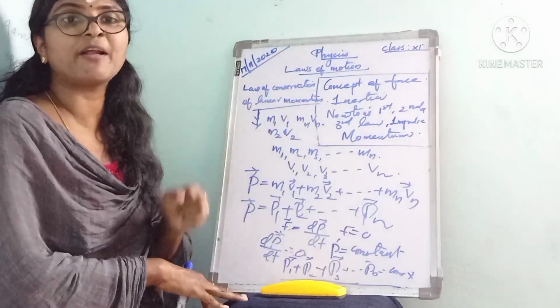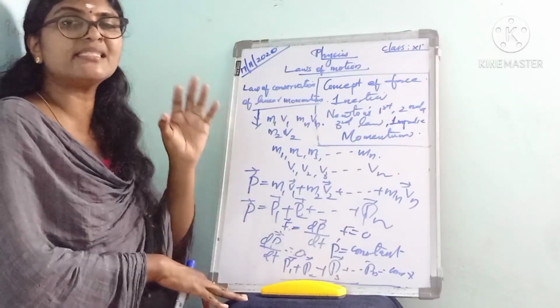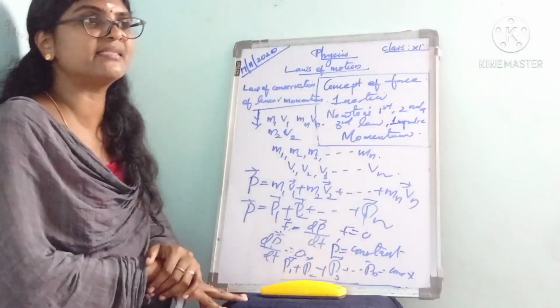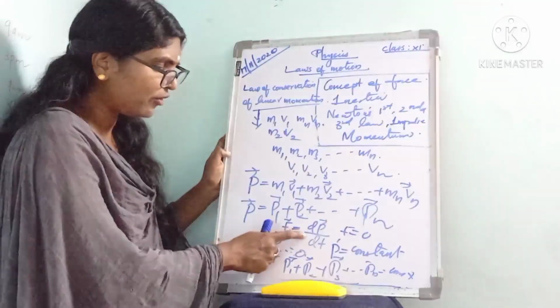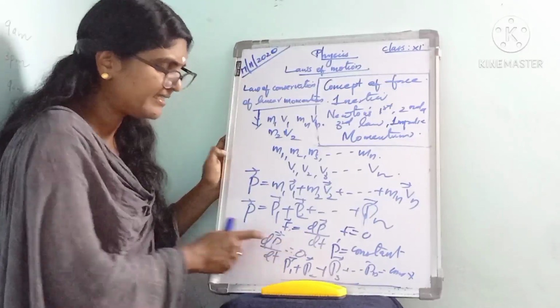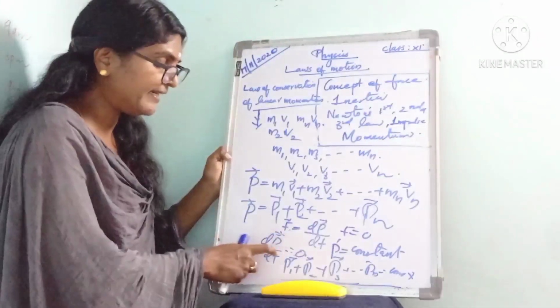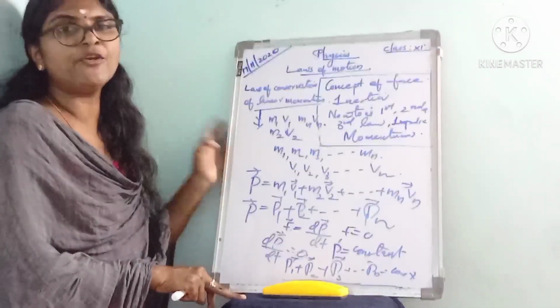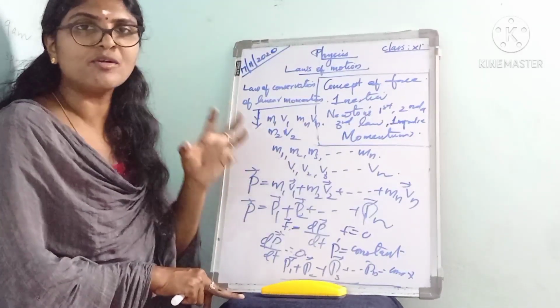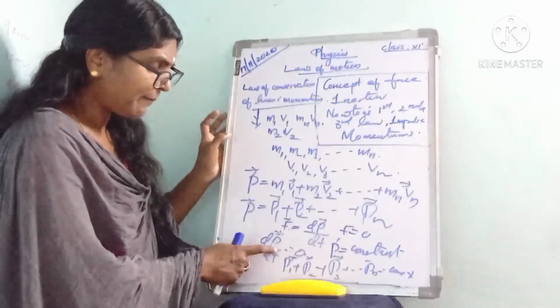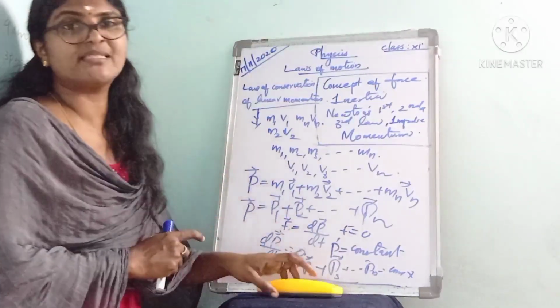That means it is free from external force. That is, there is no external force acting on this system. So we can write F equal to 0. So when F equal to 0, what is actually dp by dt? It is 0. dp by dt is equal to 0. You know the derivative of a constant is 0. So P must be a constant.